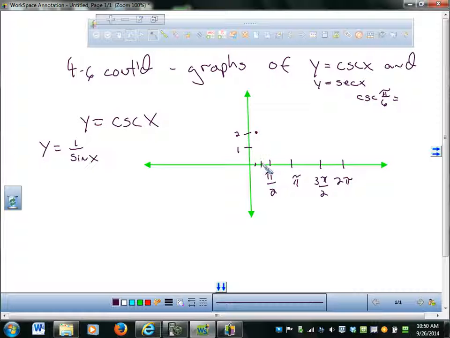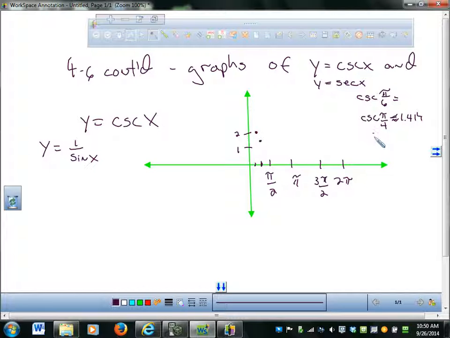How about at pi over 4? What's the cosecant of pi over 4? Well, the sine of pi over 4 is root 2 over 2. The reciprocal of that, after you simplify it, is root 2. Okay? Root 2. So it's about 1.414. So at pi over 4, we're at about 1.4.